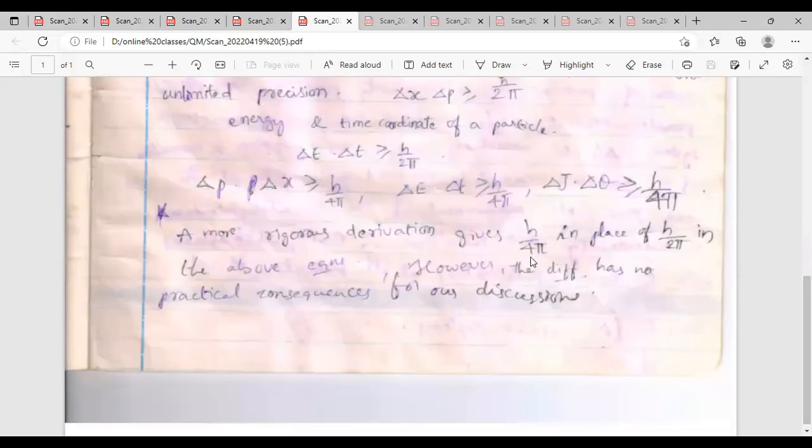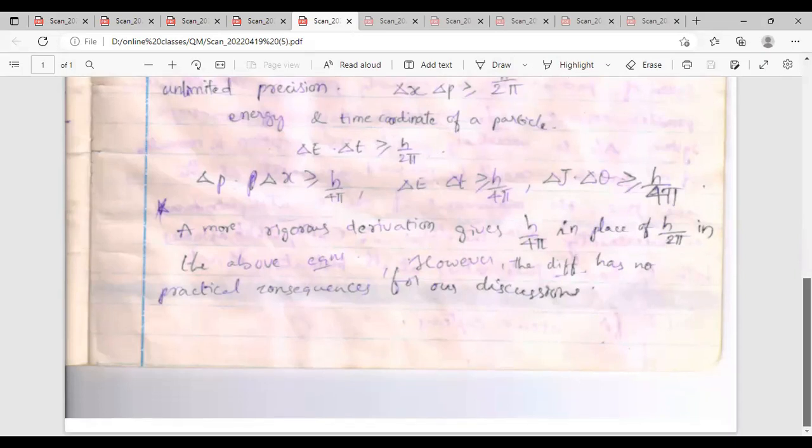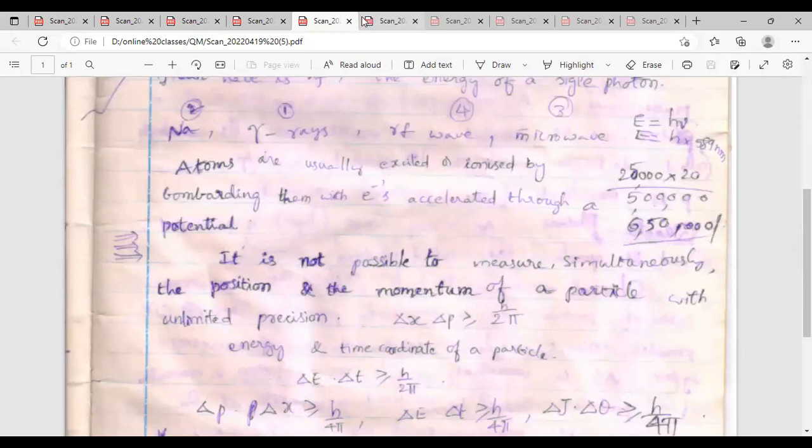A more rigorous derivation gives h by 4 pi in place of h by 2 pi in the above equations. As you go to higher standards, instead of h by 2 pi, which you must have studied at the intermediate level, it is more accurate to say that delta E into delta t is greater than or equal to h by 4 pi in the above equation. However, the difference has no practical consequences for our discussion. So it's not a problem at all.